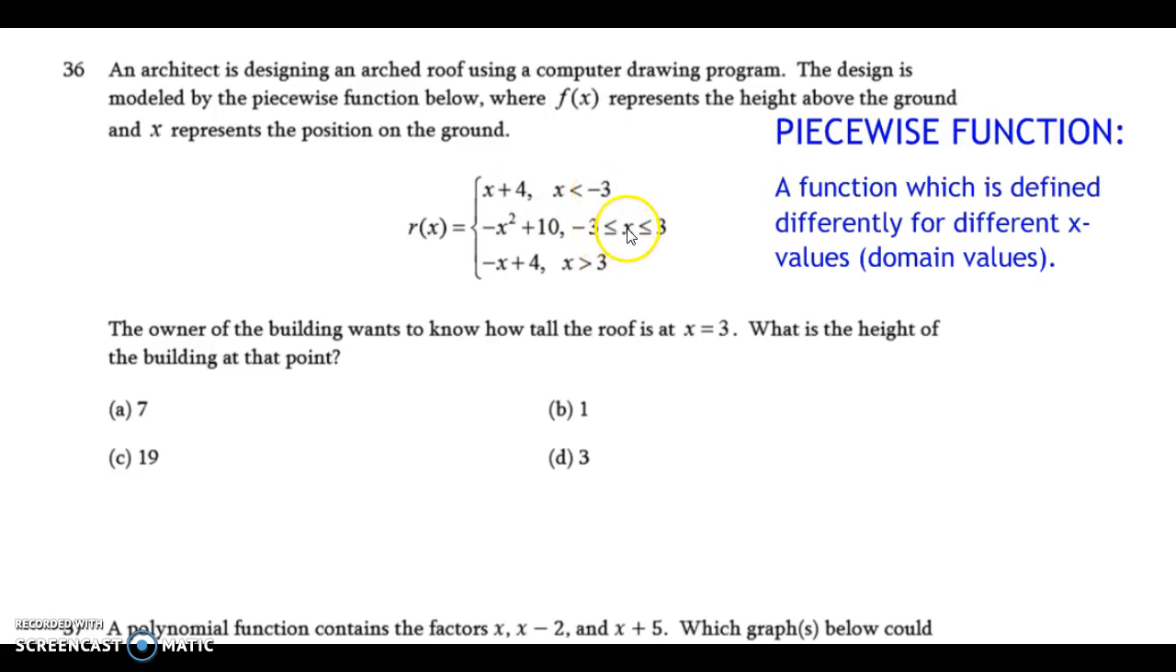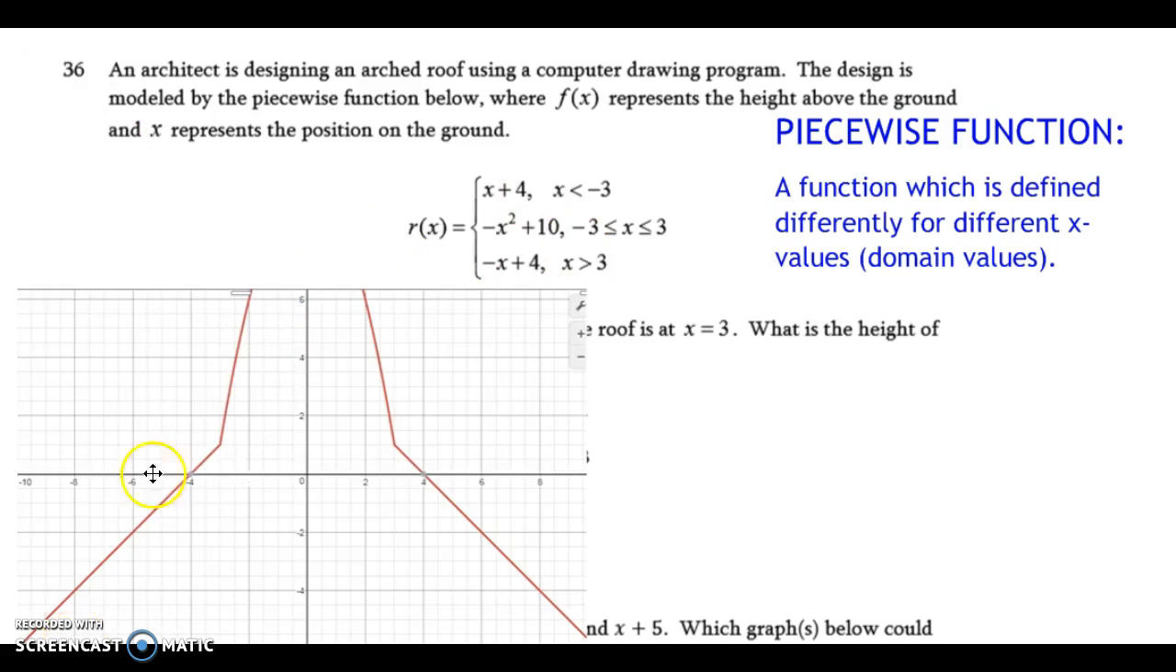When the x value is in between negative 3 and 3, it's no longer a linear function, it's now a curved quadratic function. And then when the x value is greater than 3, it's a function that looks like this with negative x plus 4. That's another linear function. I want to show you briefly what a piecewise function looks like, so I graphed it on a website. So you can see what it sort of looks like when x is less than negative 3. It's this x plus 4 line, this straight linear function.